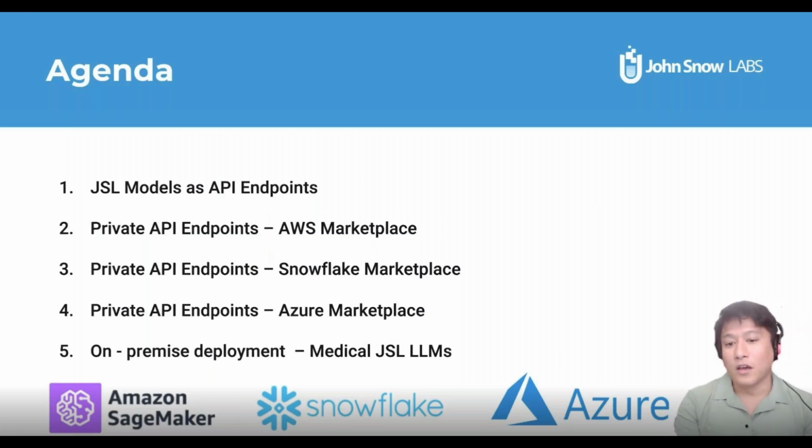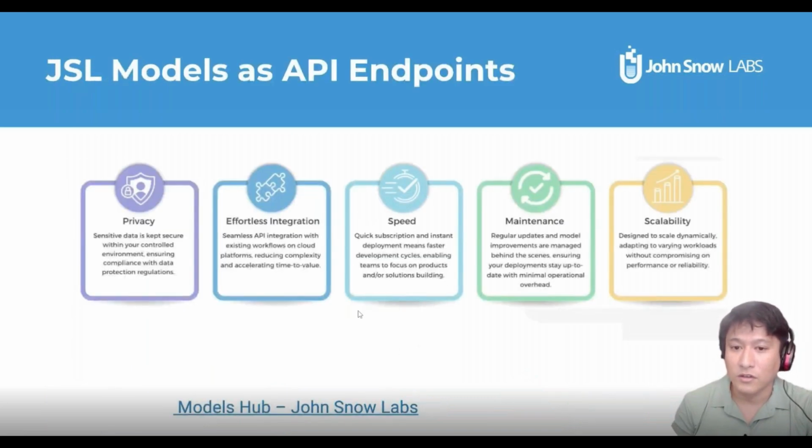All right. Then we'll look at an on-premise deployment. So if you don't have access to any of these cloud providers, or if you want to start using something locally, we have an on-premise deployment as well. That is with a Docker image, you can start exploring our LLMs. So it's a good way to get your feet wet. So we'll be talking about these topics. And I'm going to start with the first topic, which is the JSL models as API endpoints.